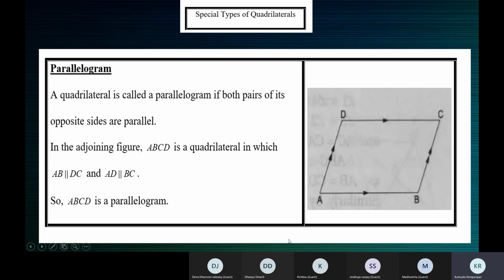Now tell me, children, if angle A is 60 degrees, what will be the measure of angle B? 120 degrees, ma'am. Because A and B are adjacent angles, and in a parallelogram, adjacent angles are supplementary. That means they'll add up to 180. So if this is 60 degrees, angle B will be 180 minus 60, 120 degrees.